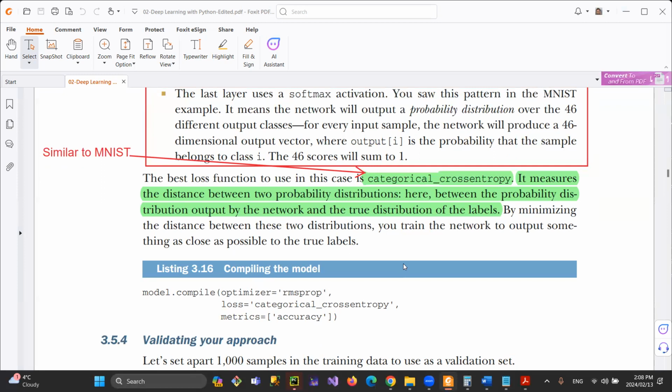Let's go to this part. Categorical cross entropy, like in MNIST, measures the distance between two probabilities. What are those two probabilities? The actual label that they have and the probability of that label happening. What does it mean?